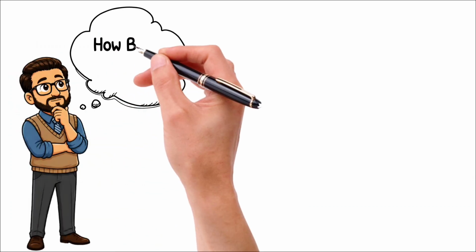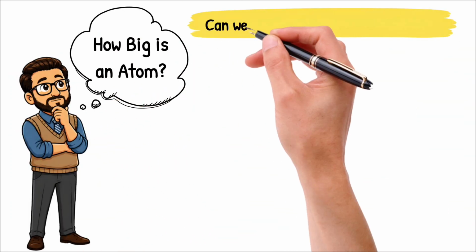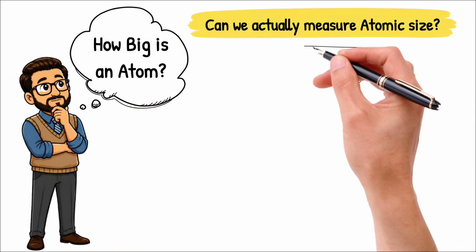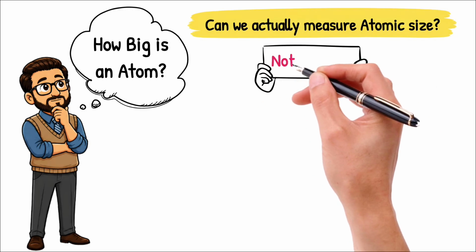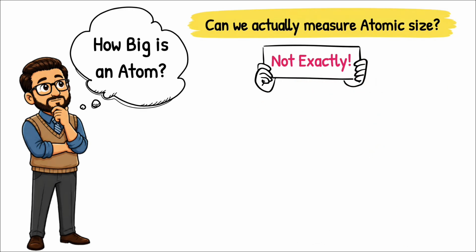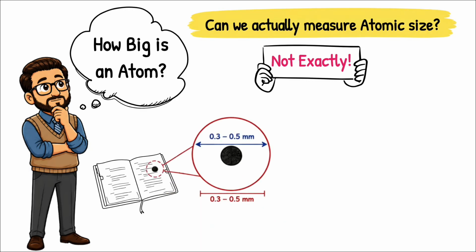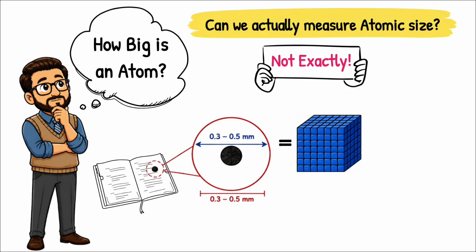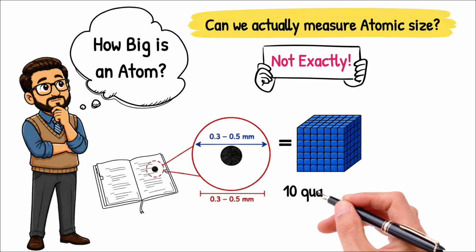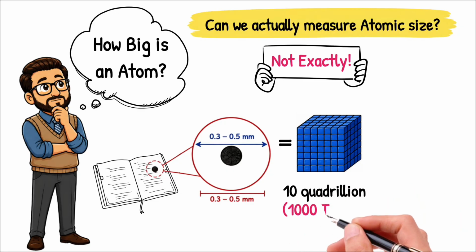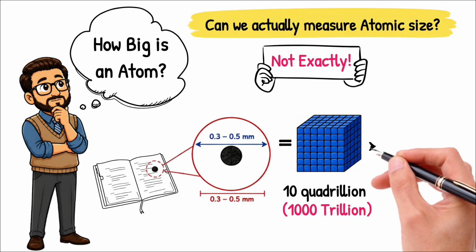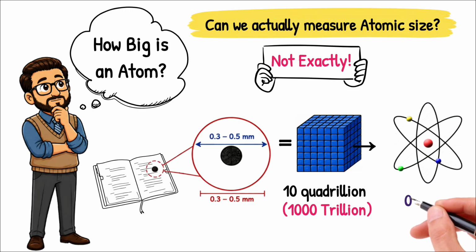Have you ever thought, how big is an atom? Can we actually measure its size? The answer is, not exactly. An atom is so tiny that a printed full stop in a book, typically about 0.3 to 0.5 millimeters in diameter, contains about 10 quadrillion atoms, which is equal to 1000 trillion atoms. That's a huge number because atoms are extremely tiny, measuring 0.1 nanometer across.